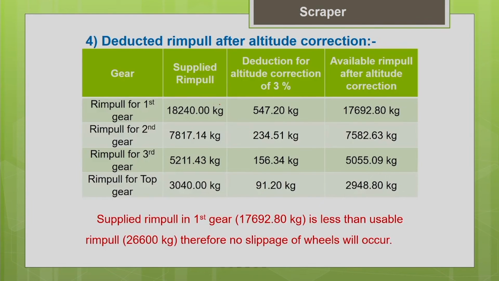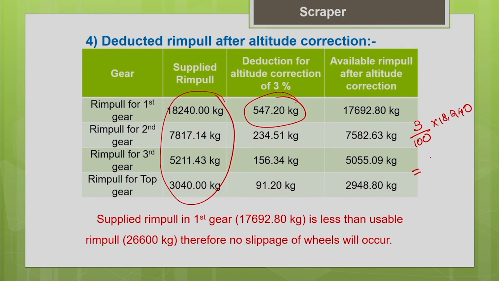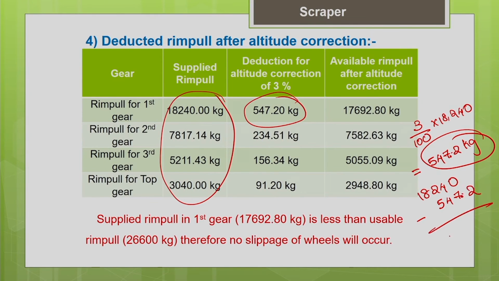This is your supplied rim pull for different gears, and the deduction for 3%. You calculate 3% of the available rim pull, 18,240. This gives you the value as 547.2 kg. So, this much I have to deduct from 18,240 minus 547.2. This gives me the value as 17,692.8 kg. So, this is my available rim pull after doing the altitude correction for the first gear.